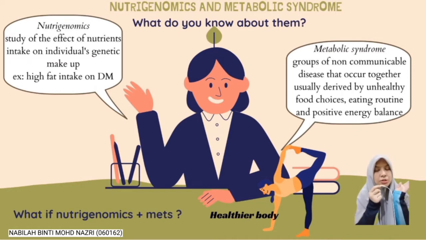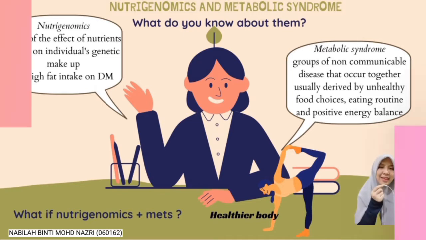What about metabolic syndrome? Metabolic syndrome is a group of non-communicable diseases that occur together, usually driven by unhealthy food choices, eating routine, and positive energy balance. Now, you get the idea of how nutrigenomics correlates them and promotes a healthy event. I will let my group mates explain more about them.